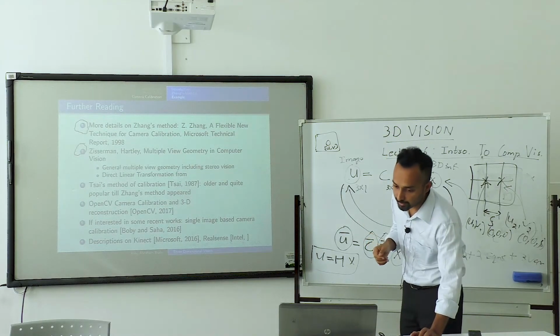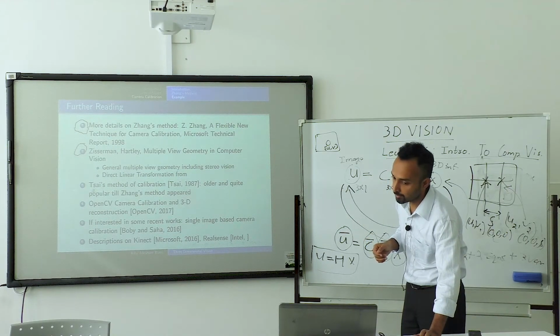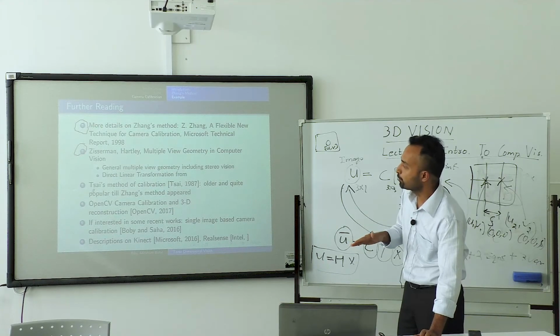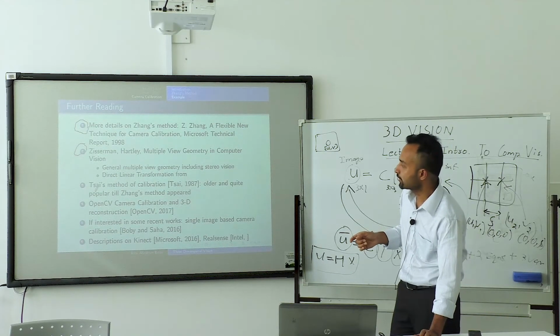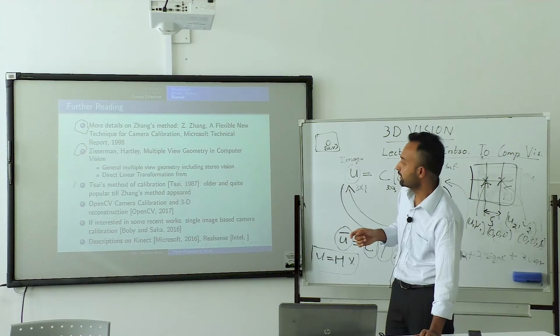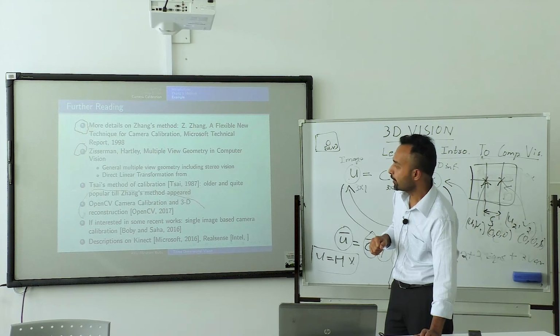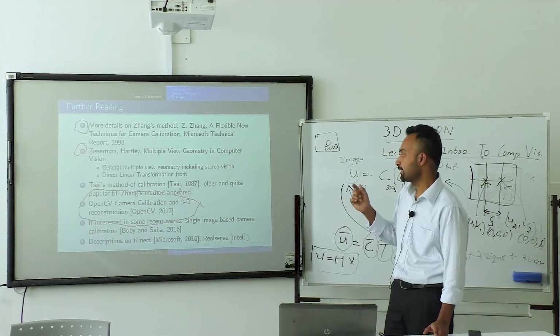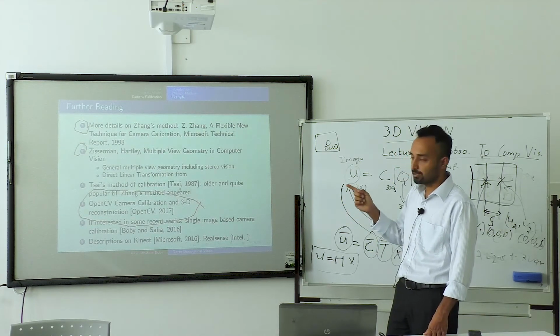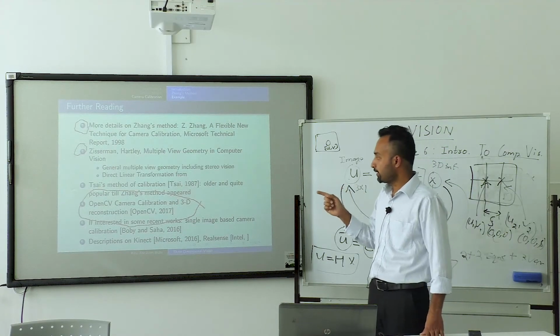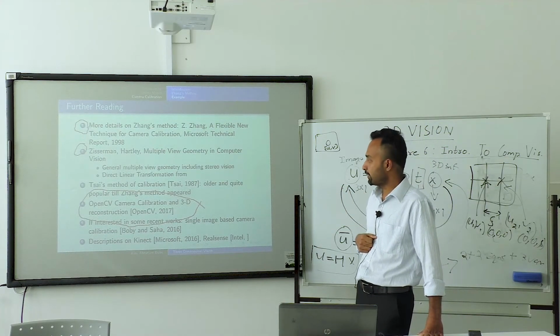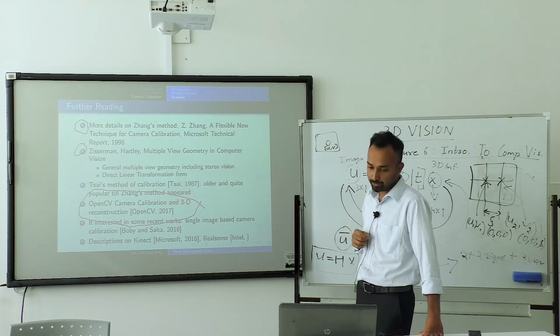The earlier and most popular method, till the time of Zhang's paper, was Tsai's method of calibration. This is also quite an interesting read. If it is possible for you, you can refer to it. There is also a page from OpenCV about 3D reconstruction and camera calibration. This is also an interesting page where you can read and understand whatever I have discussed.